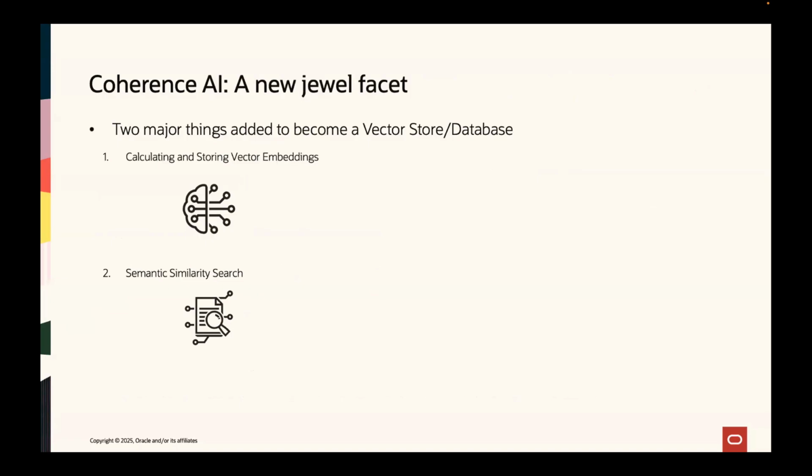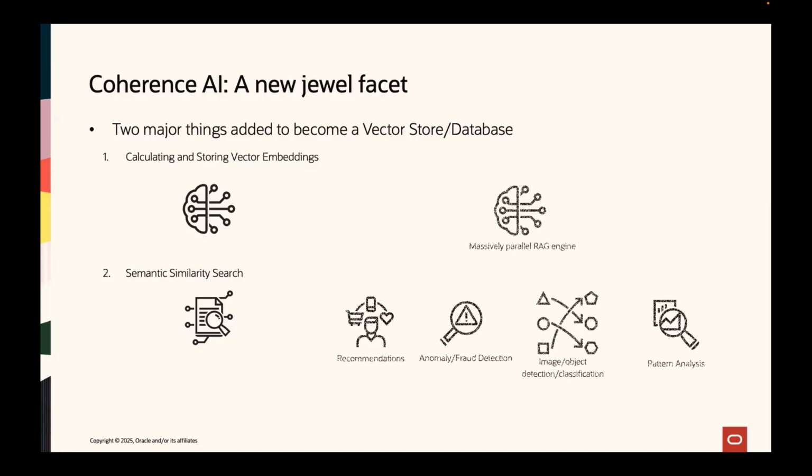So with Coherence, we added two major things for it to become a vector store. First is calculating and storing vector embeddings. The second is having the ability to do that search, and it's a semantic similarity search. And we can do both of that in a massively parallel fashion. This is why we can do a massively parallel RAG engine to improve performance.